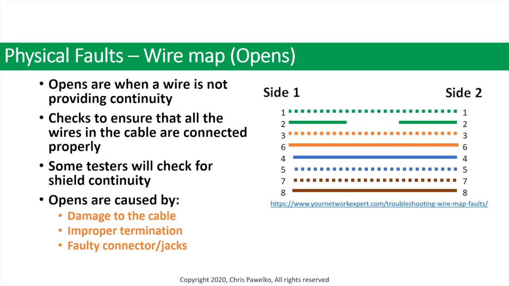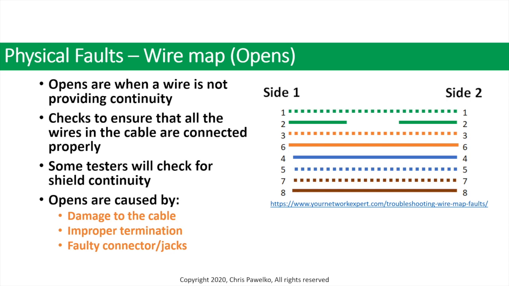Opens are when a wire is not providing continuity. So if we take a look at this picture here, we see that pin number 2 has an open in it. So it's not providing continuity from side 1 to side 2. A wire map opens test checks to ensure that all the wires in the cable are connected properly. Now, some testers will check for shield continuity. So some copper cables do have grounded shields on them, and some of these testers will actually check to make sure that the shield has continuity on it.